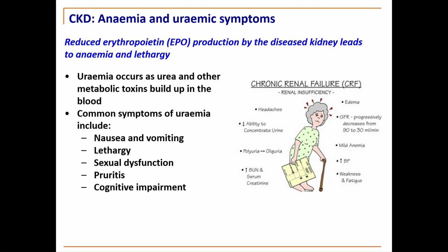And so because they start to build up, you get these common symptoms because these toxic metabolites are working on the nervous system. And you get symptoms like nausea and vomiting and lethargy, sexual dysfunction, cognitive impairment, and pruritus, which is itching. And that itching can also mean that patients will often have scratch marks because they're scratching the itchiness.